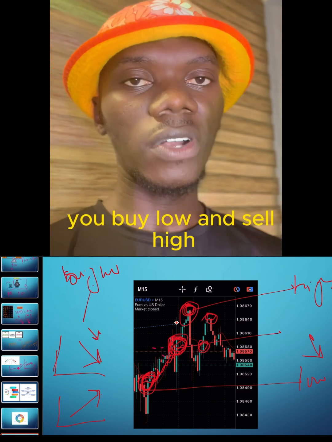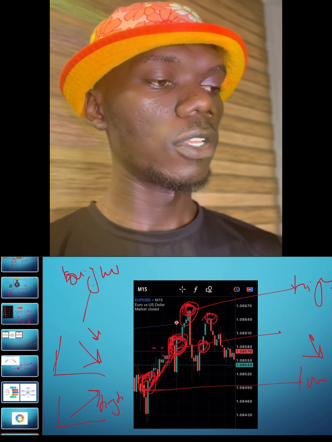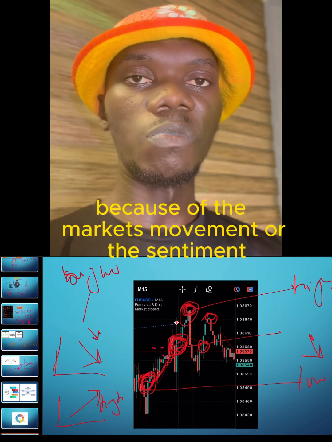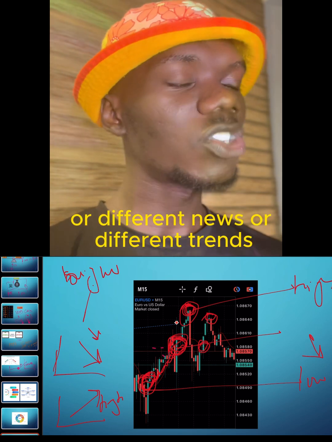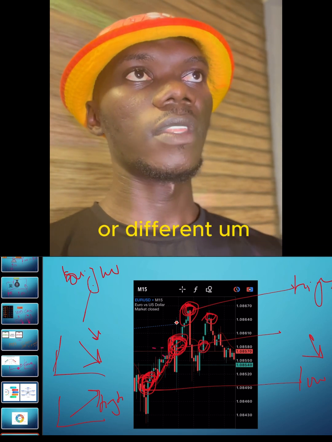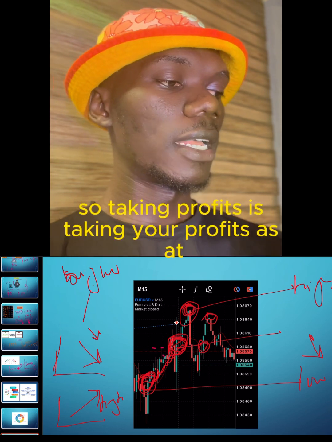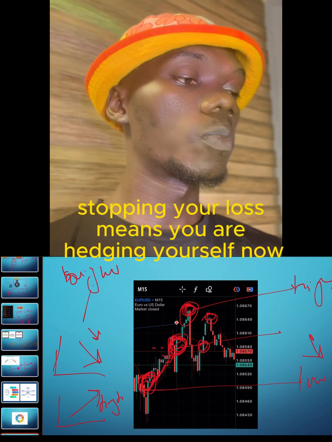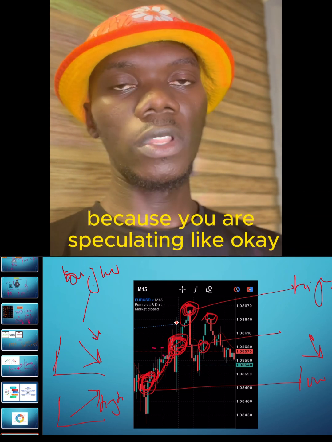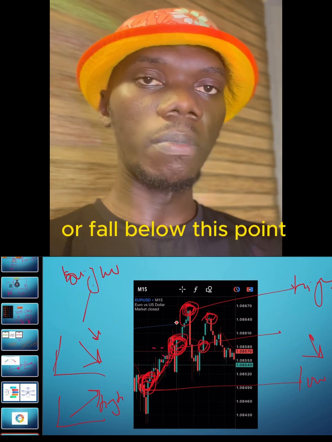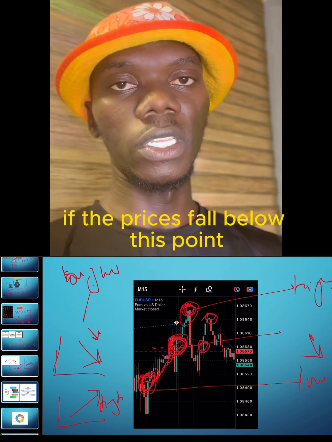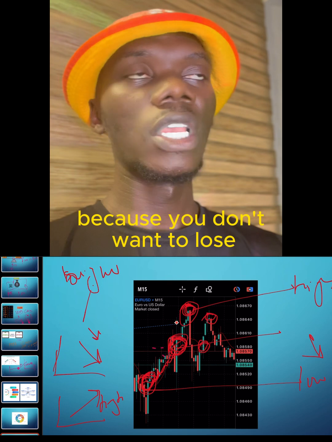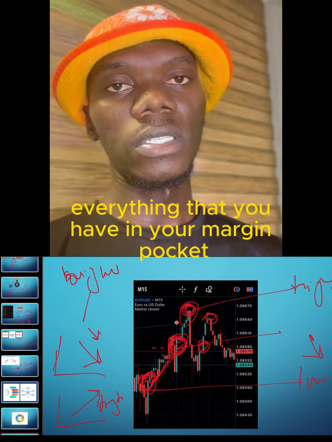You buy low and sell high. So when it's going up, it's going high. What you bought when it was low, you're going to sell when it's high, because of the market movement or the sentiment or different news or different trends or different upcoming events happening in the market. So taking profits is taking your profits at the time you're meant to take your profit. Stopping your loss means you are hedging yourself, because you are speculating, okay, I don't want this price to drop or fall below this point. If the price falls below this point, there will be so much loss. So you stop your loss because you don't want to lose everything that you have in your margin account.